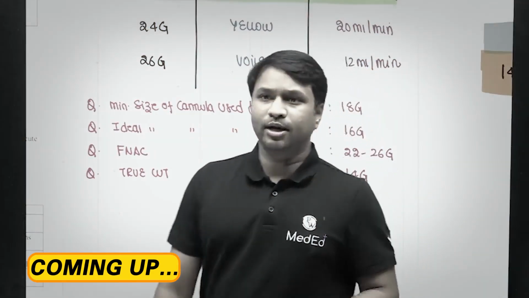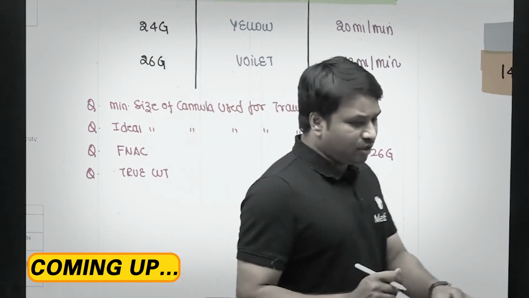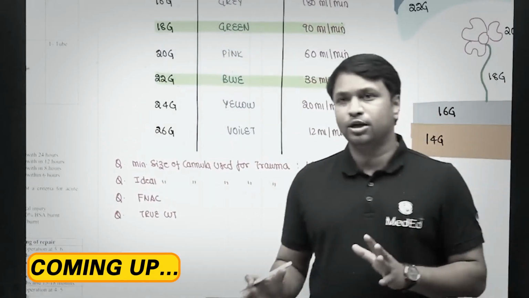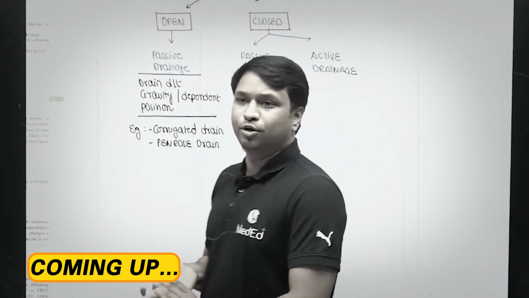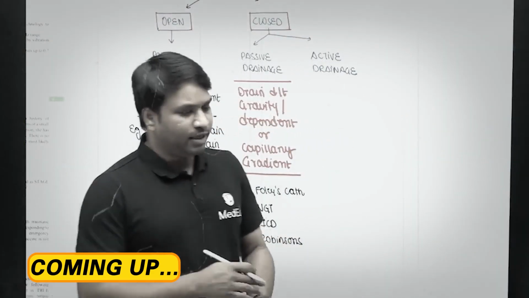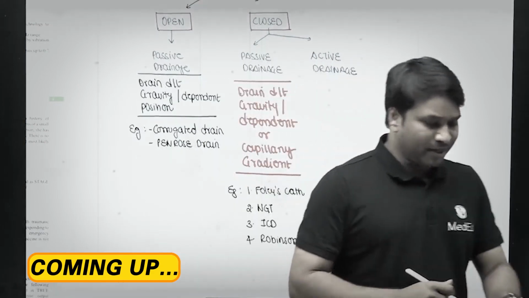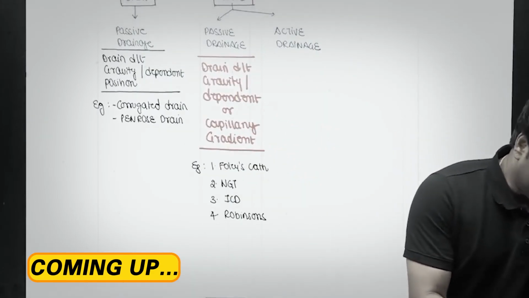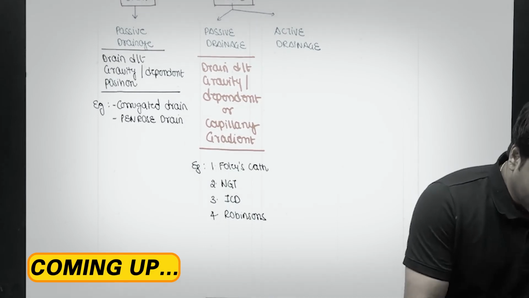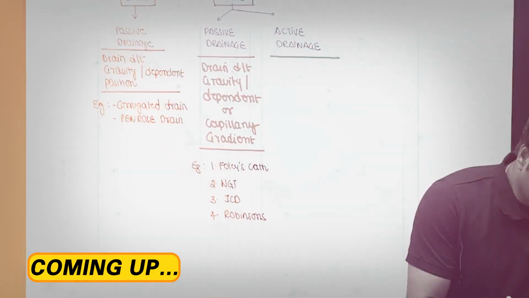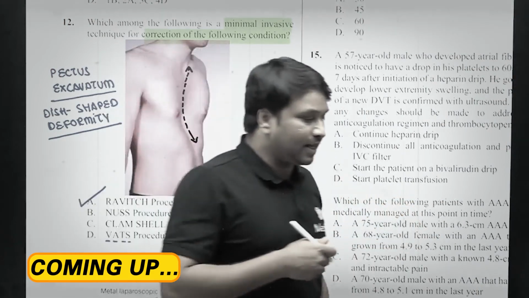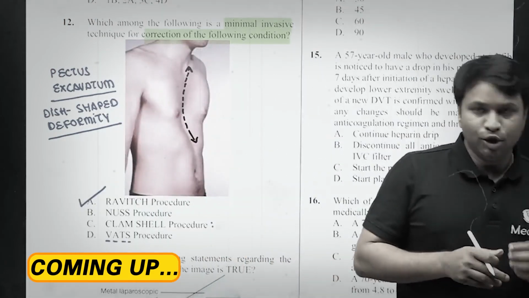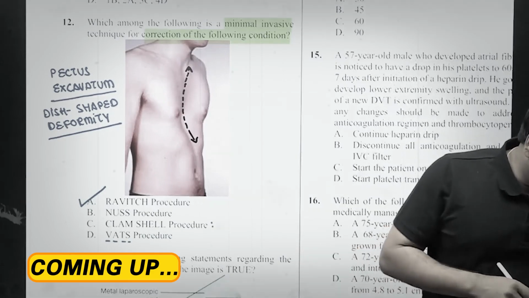For a true cut, I'll be using a 14 gauge needle. This is the baseline data in terms of needles that you need to know. Foley's, nasogastric tube, your ICD, Robinson's, everything goes in your passive drainage. Now when we talk about active drainage, they drain due to pressure. When you have to do a bilateral thoracotomy, you'll put an incision that is called the clamshell incision. NUS procedure is another variant that you can do here.